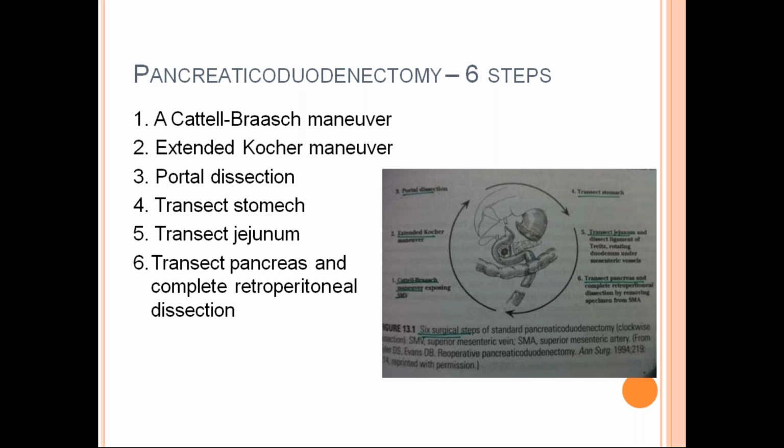So, what are the steps of pancreaticoduodenectomy? Okay, you can see this image, no? These 6 steps. Okay, first is the Kocher maneuver. In this Kocher maneuver, the right side organs are lifted, that is, the colon and the duodenum are lifted so that beneath that the retroperitoneal organs and the vessels can be easily visualized. Okay, right medial visceral rotation.